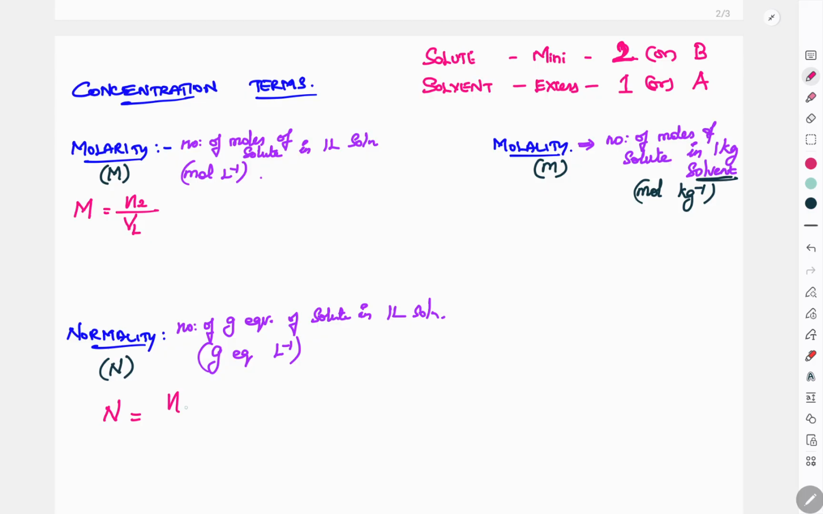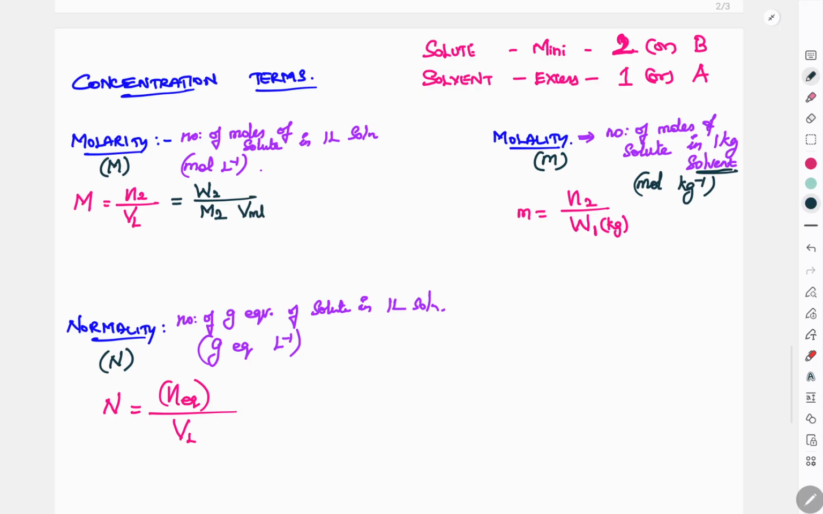So it is number of moles of solute by volume of solution in liters. What is the formula for normality? Number of equivalents of solute by volume of solution in liters. What is the formula for molality? Number of moles of solute by weight of solvent in kilograms. What is the formula for number of moles? Number of moles is weight by molecular weight.